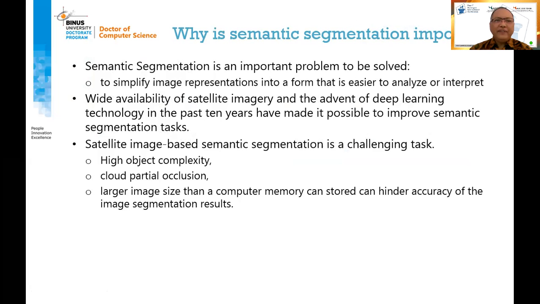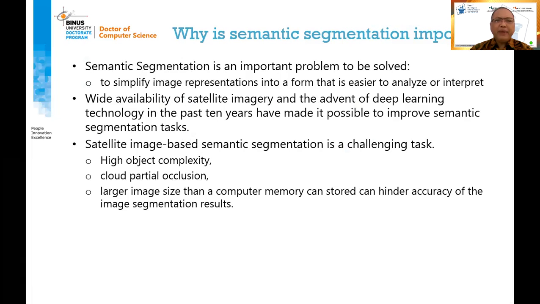And wide availability of satellite imagery and the advent of deep learning technology in the past 10 years have made it possible to improve semantic segmentation tasks. So in other words, those are two main factors that have motivated many researchers in geospatial artificial intelligence to do research in semantic segmentation.